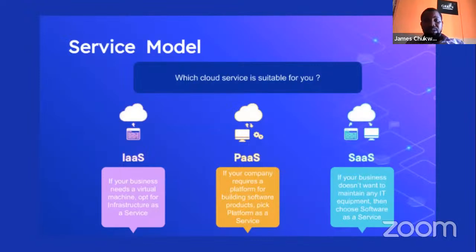So which service model is actually suitable for you? We'll look at these so that we understand what each does and how it is suitable for you. If your business needs a virtual machine, you opt for infrastructure as a service. If your company requires a platform for building software products, pick platform as a service. And if your business doesn't want to maintain any IT equipment, then choose software as a service.